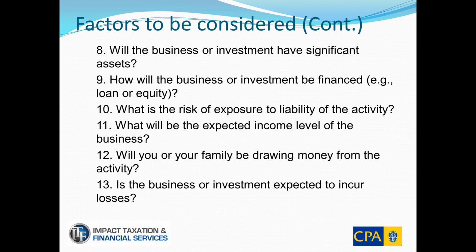Okay, number 10, what is the risk of exposure to liability of the activity? So this one is more related to the services or goods you're providing. So are there a lot of risks related to the goods or services you are providing from this entity? Let's say, for example, if you are selling food products, what if there's food poisoning? Some people sue you for food poisoning. So underlying that, you need to have proper insurance. So that's the first level protection.